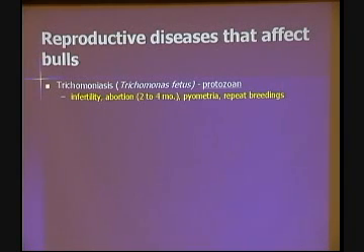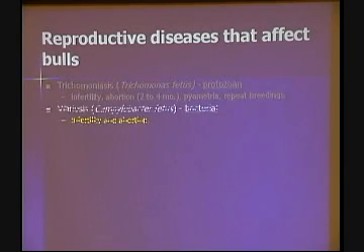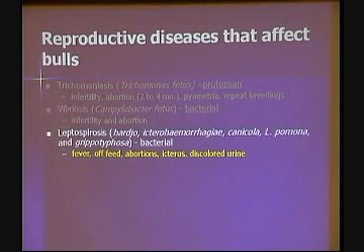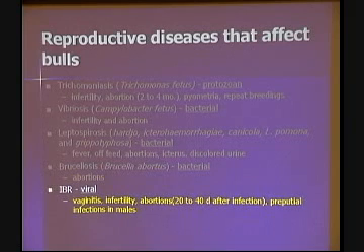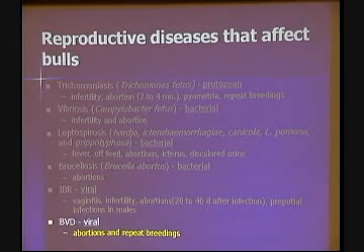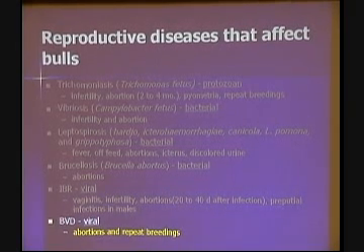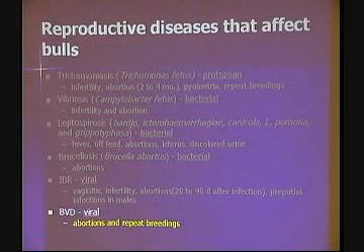There are several reproductive diseases that can affect the fertility of bulls. Trichomoniasis, a protozoan infection, can cause infertility and abortion. Vibriosis, a bacterial infection, causes infertility and abortion. Leptospirosis can also cause abortions, as well as brucellosis, as we all know. IBR is viral, and it can cause abortions and infections in males. And BVD also causes abortions and repeat breeding.